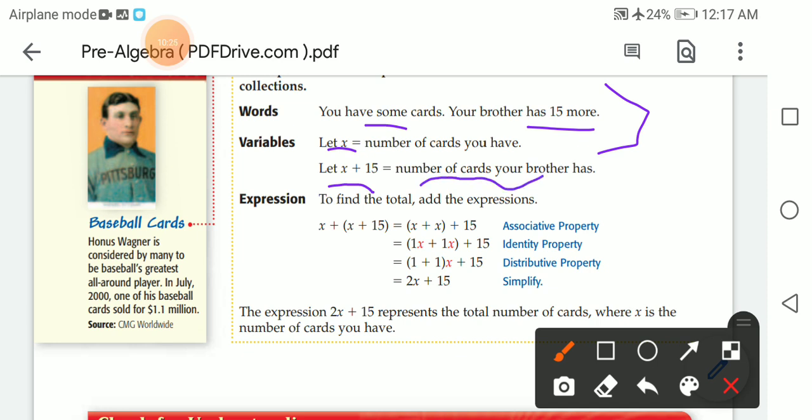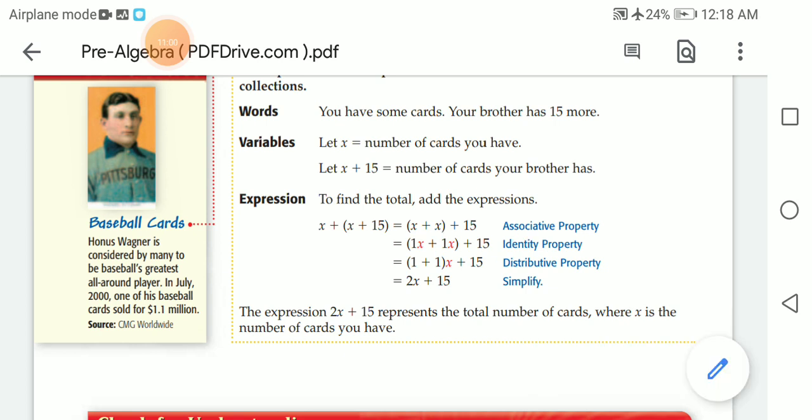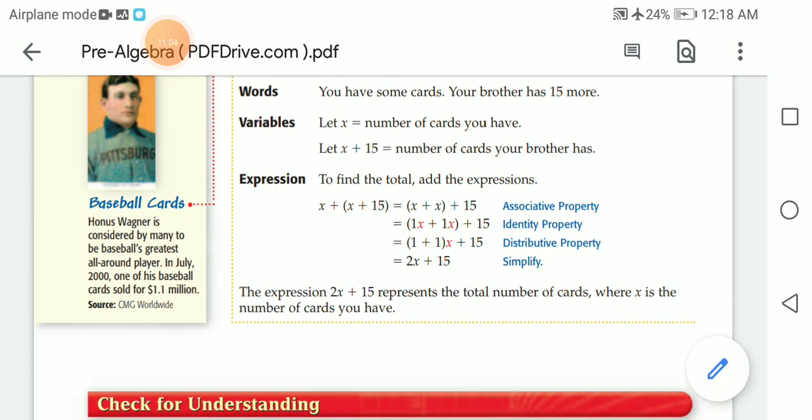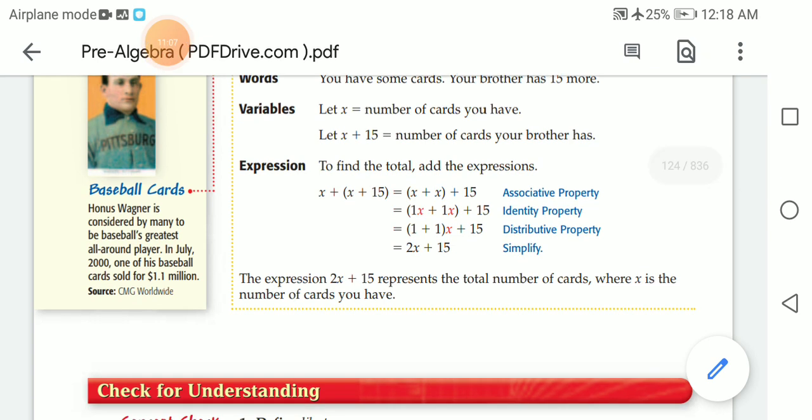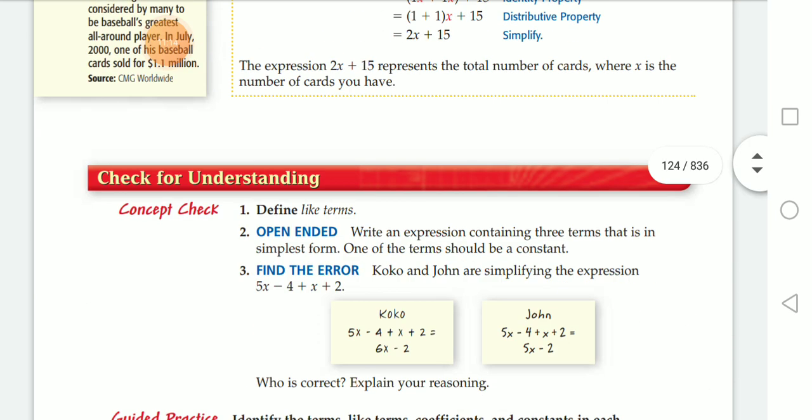So to find the total, add the expressions I have here. x plus the total, he asked me to find the total. x here is the number of cards I have, and x plus 15 is my brother's. x plus x plus 15 gives me what? Okay, I want to erase this to make it clearer. So here I have x plus x plus 15. What did I do? I regrouped, associative property, and then 1x plus 1x, identity property, and then put the x outside, and this is called distributive property, and then simplified. 1 plus 1 equals 2, so 2x plus 15 simplified.